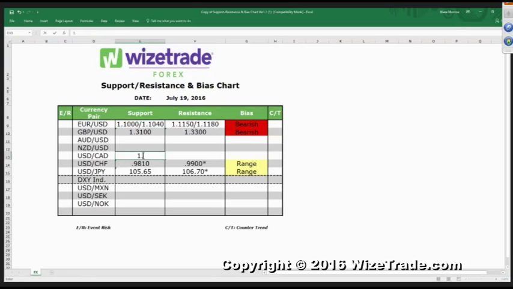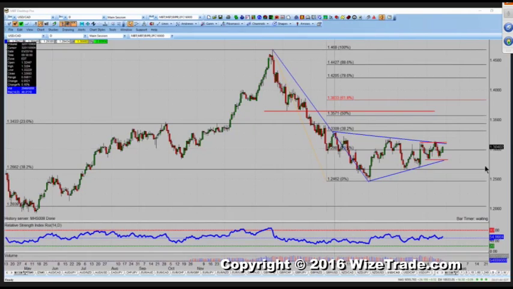128.25, 131, and my opinion is you stand aside. And I'm not trading that Canadian until we break out. There's going to be so much money to be made when you break here or you break here, right?